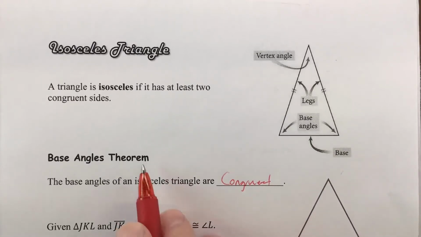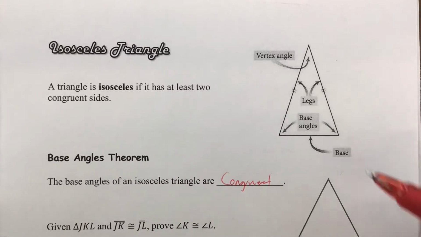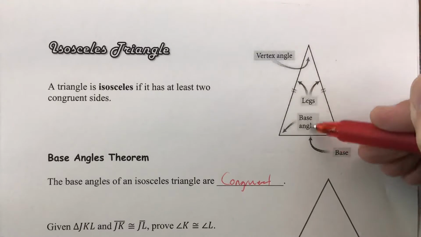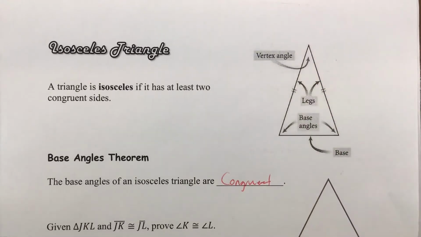All right, so this is a theorem, and what we are going to do here is prove it. That proof is going to be based off of that idea that we could draw a line right here and split it into two triangles, and then show that corresponding parts, which would be the base angles, are congruent to each other.